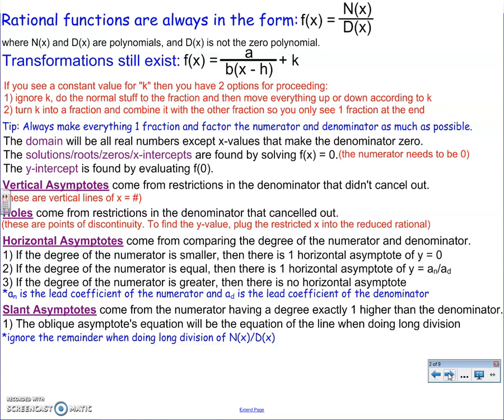We also have horizontal asymptotes. They come from comparing the degree of the numerator and denominator. If the degree of the numerator is smaller, then there's only one horizontal asymptote, and that's going to be at y equals 0. Now, if you have a k value, you have to move that up and down.